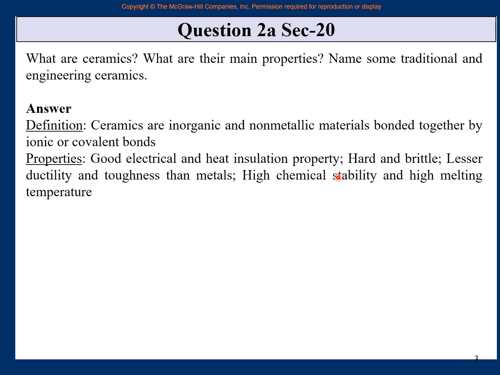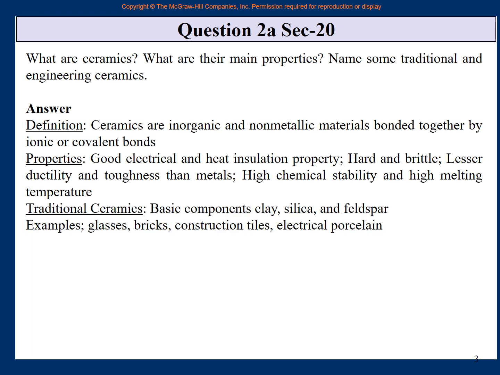They have high chemical stability, which is very important. It is difficult for other materials to easily react with them, and they have high melting temperature, which is one of their most important properties. So out of all of them, their strength and hardness is very high, even compared to metals, and they have a very high melting temperature. So these are their best properties.